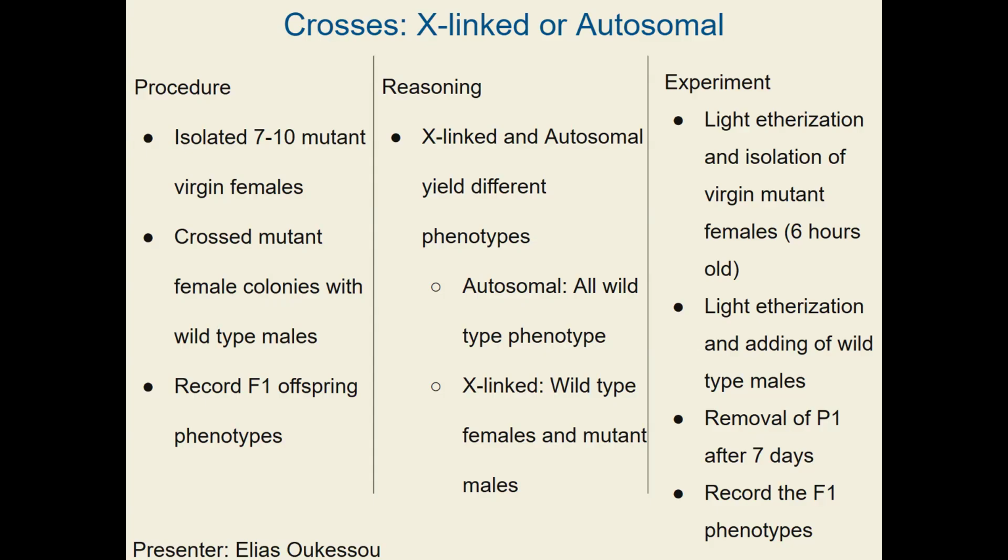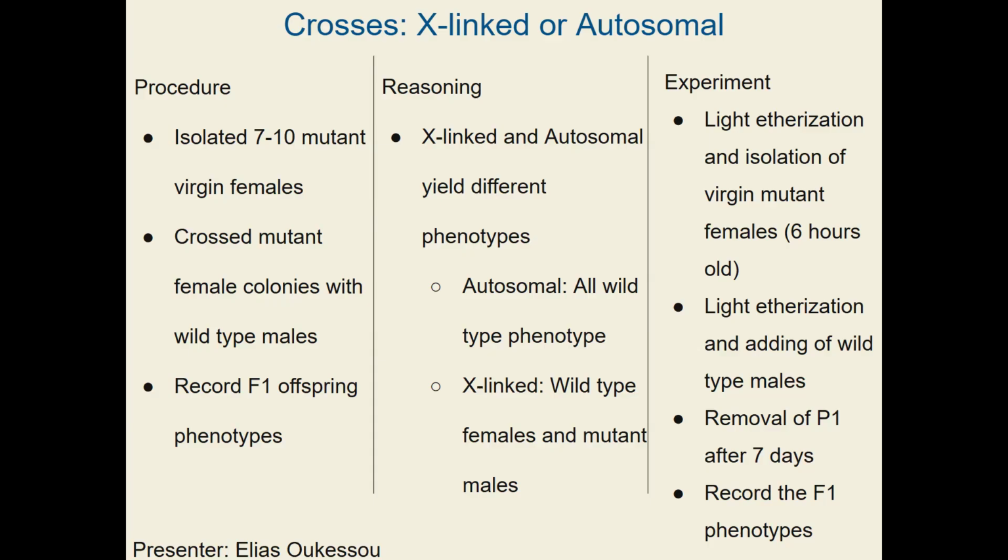However, if the mutation were to be X-linked, the male offspring would express the mutant phenotype, while the females would express the wild type phenotype. This is because the males are getting their only X chromosome from the mutant mother, which would automatically make them mutants. On the other hand, the females would be getting one mutant X chromosome from the mother and the other wild type X chromosome from the father, making them heterozygous.